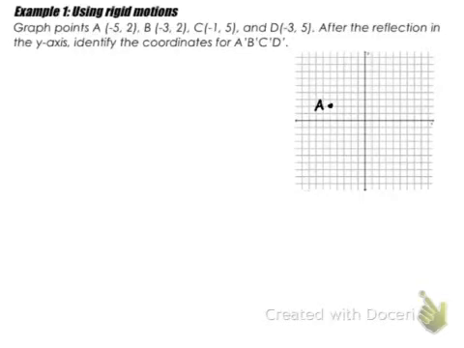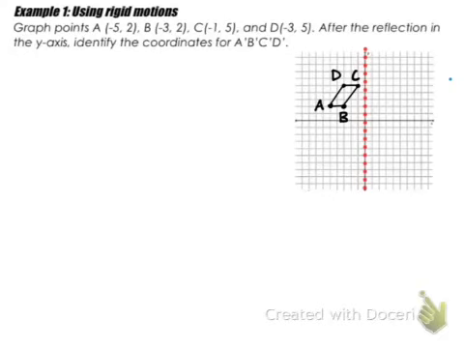We have A at (-5, 2), B at (-3, 2), C at (-1, 5), and D at (-3, 5). So we connect all our points, so we have a quadrilateral, and we are going to reflect this quadrilateral in the y-axis. So our line of reflection is going to be the y-axis. We're going to draw our line of reflection so we have a guide to make sure that we are actually reflecting about this line, and the distances will be exactly the same on the other side.